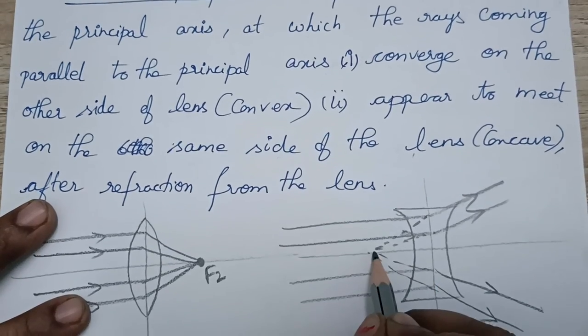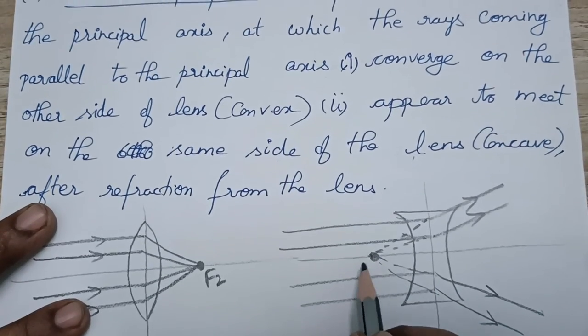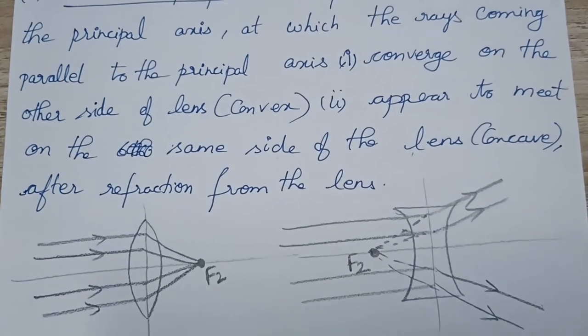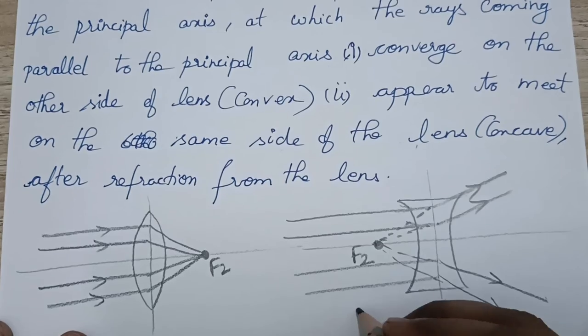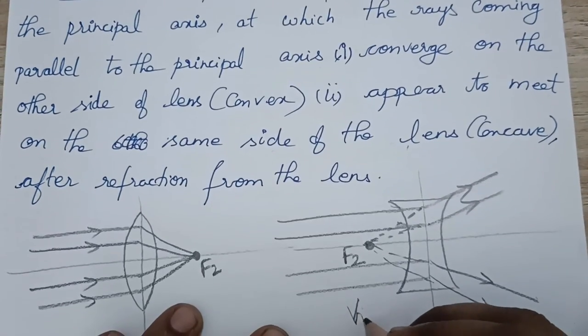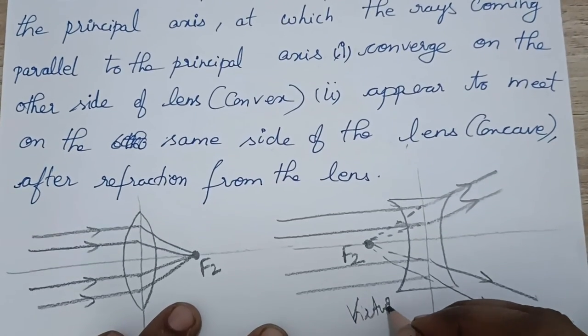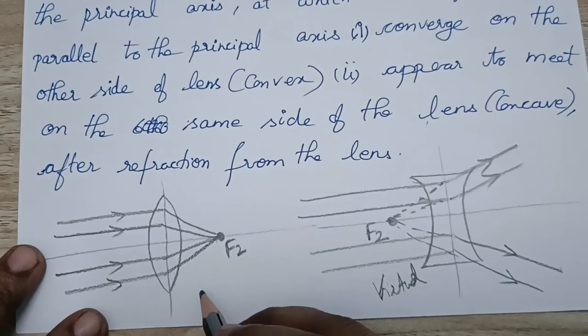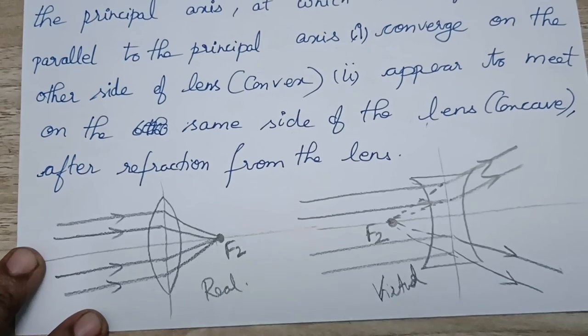Appear to converge at a point. This point on the principal axis is called the second principal focus. Now, this appears to converge. This is a virtual focus point, and this is the real converging of light rays. Okay, so this is a real one.